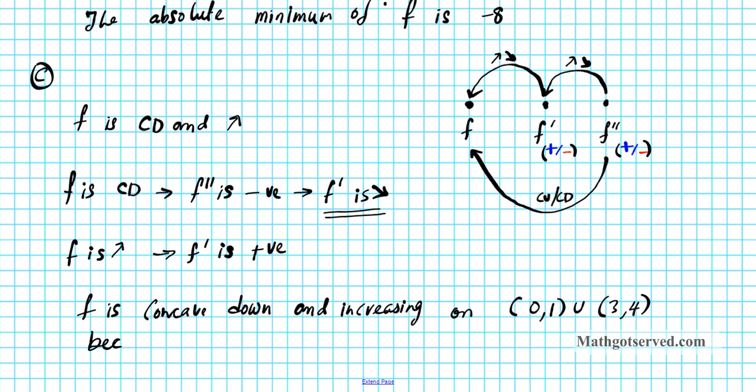Why? Because of the information that we were able to find out concerning f prime, because f prime is decreasing. We know that it's decreasing because f was concave down, which means f double prime is negative. And going back, we know that f prime is decreasing and positive. Since f is increasing, we know that f prime has to be positive. All right, so these two can help us come to this conclusion.